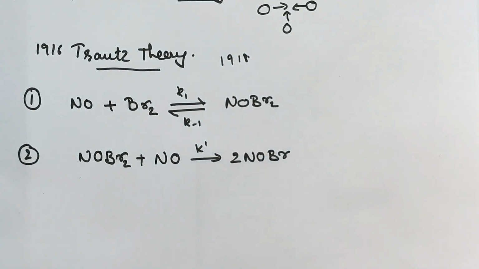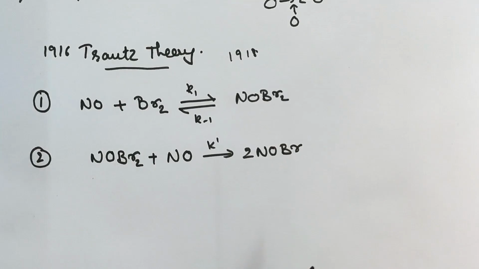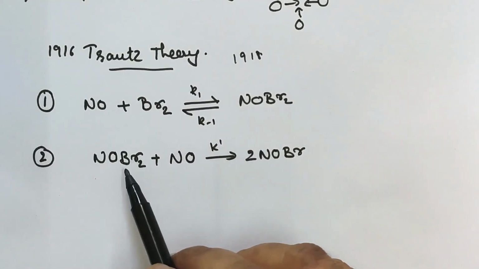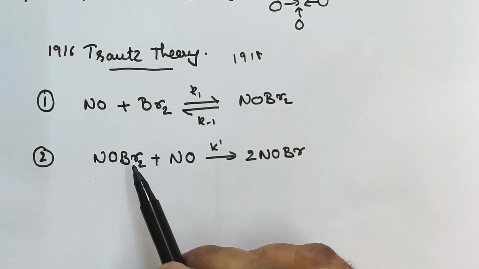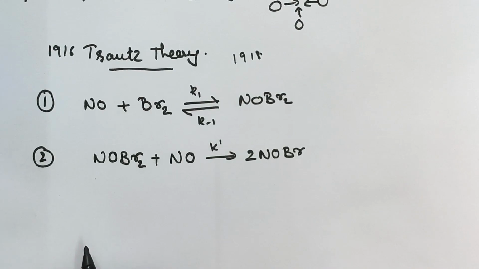Okay, so this is the mechanism as proposed by Trautz, and now in order to write the rate for this particular reaction, we may use the steady state approximation. That is, over here this intermediate is formed, and according to the steady state approximation, the rate of change of the concentration of the intermediate is equal to 0.